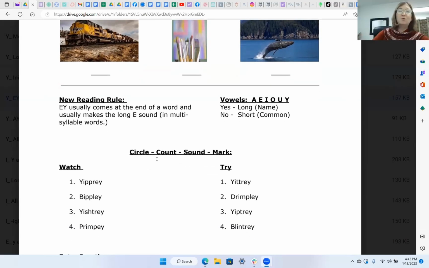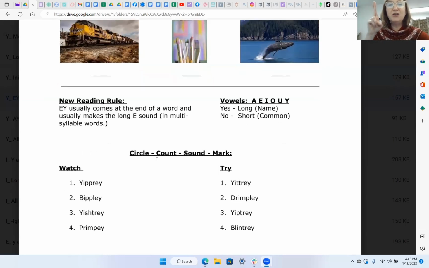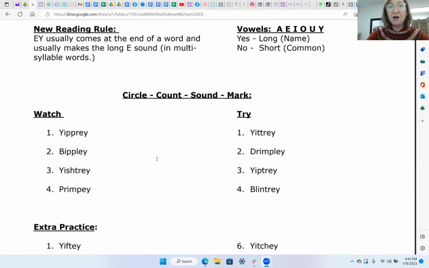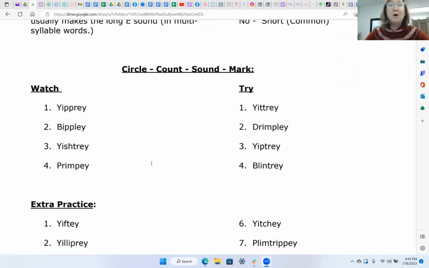So our new reading rule for this lesson is the EY, which is a grapheme just like AY and OY. 2 letters that make one sound. The EY usually comes at the end of the word and it usually says E. It's not a 100% reading rule, but most of the time EY will come at the end and most of the time it'll say E. So for this lesson, because we're working on the most common reading rules so that you can apply them in the real world, EY is going to say E.